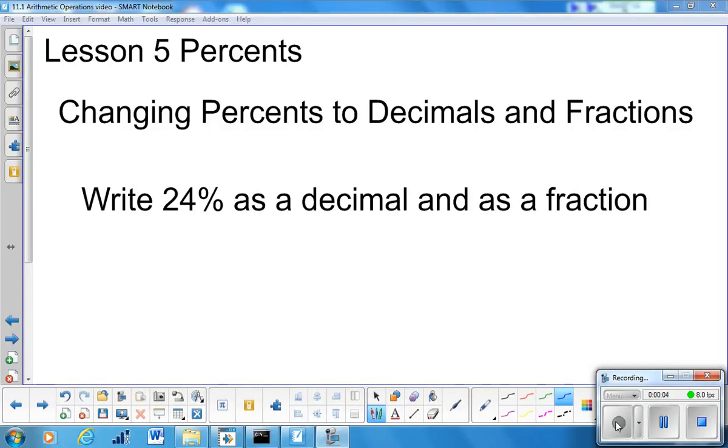Outcome 11.1, Lesson 5, percent. Changing percent to decimals and fractions. Write 24% as a decimal and as a fraction. Let's start with the fraction part.